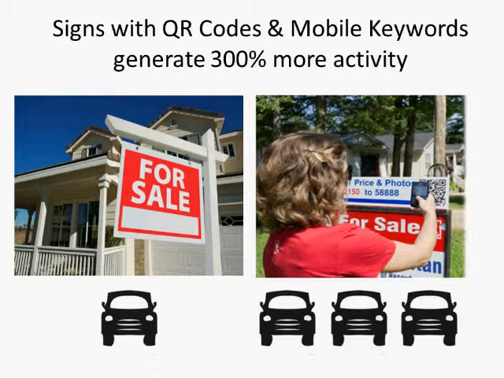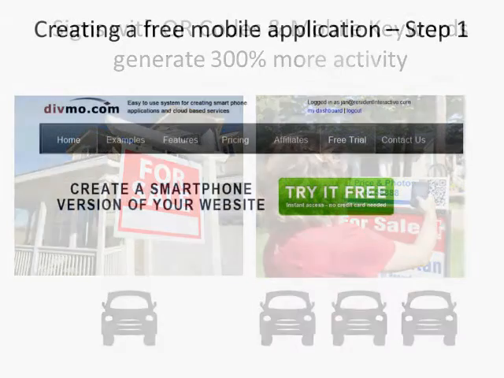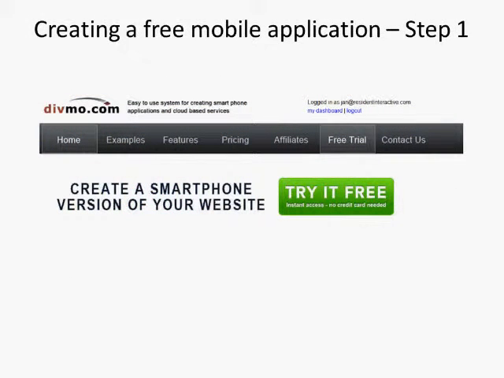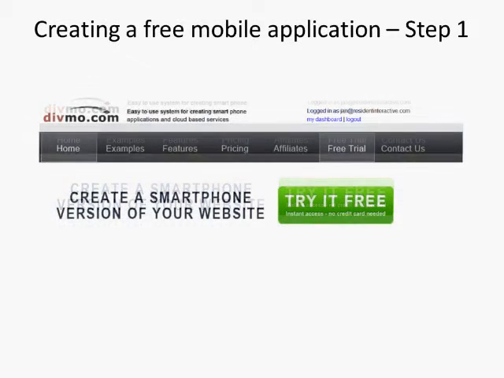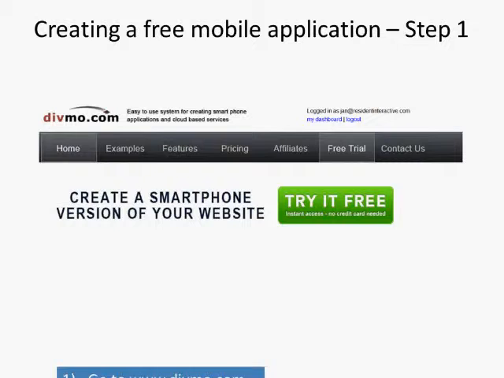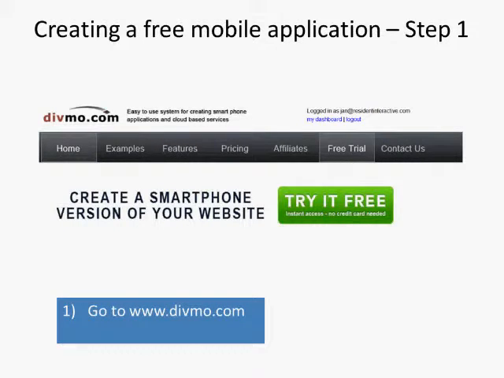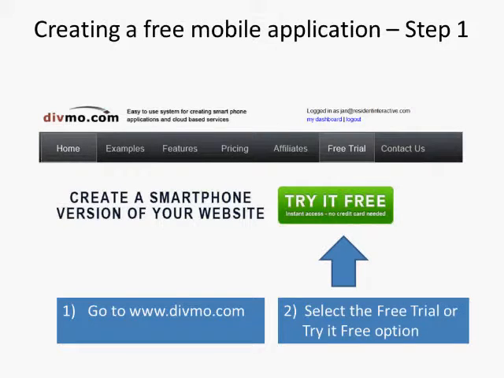The remaining portion of this presentation will walk through the process of creating a free mobile application using Divmo. There are 7 steps in the process, and it only takes about 5 minutes. The first step in the process is to go to www.divmo.com and select the free trial option.